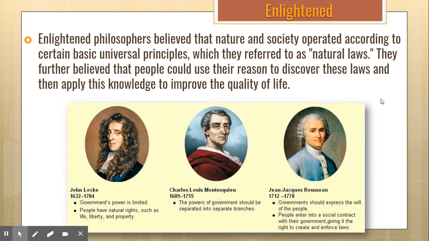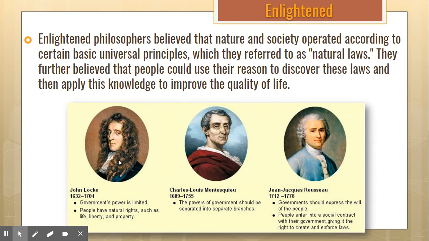So enlightened philosophers believed that nature and society operated according to certain basic universal principles, which they called natural laws. Okay, so almost like common sense things that are going to happen no matter what. So they further believed that people could use their reason to discover these laws and then apply this knowledge to improve the quality of life.